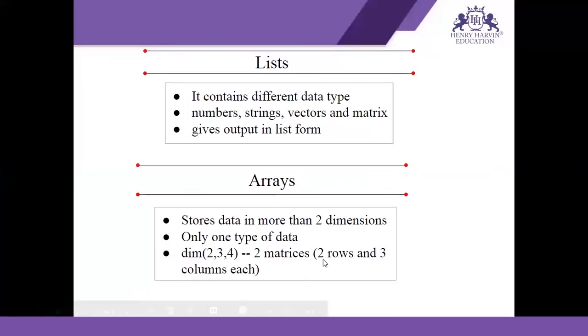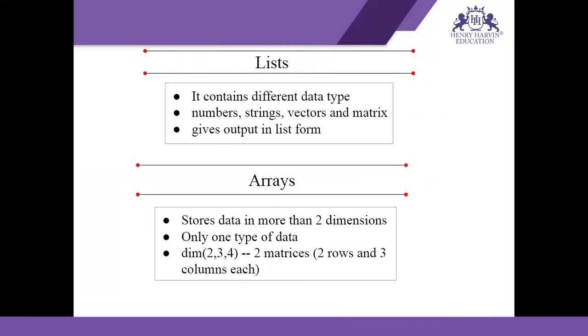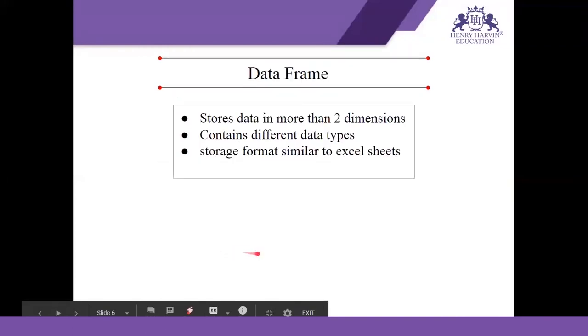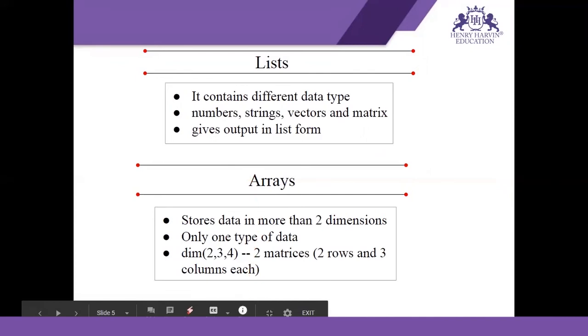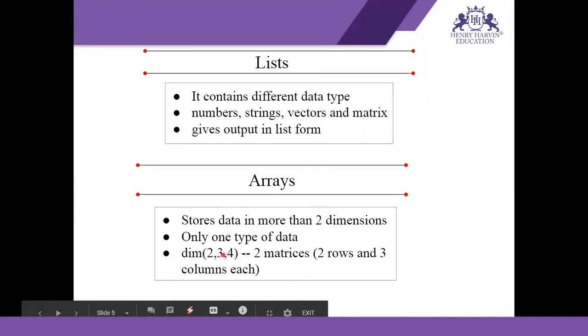Next is array. So what are arrays? Arrays store the data in more than two dimensions. A matrix was only one data type but of two dimensions, rows and columns. Here we are giving three dimensions to it. Like if we are giving 2, 3 and 4, it will give you four matrices with 2 rows and 3 columns each.